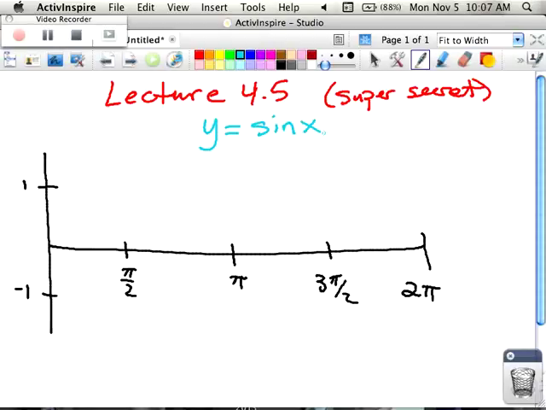And the sine graph looks like this. There are 5 critical values. 1, 2, 3, 4, 5. If I connect these critical values in a wave motion, it looks like this.